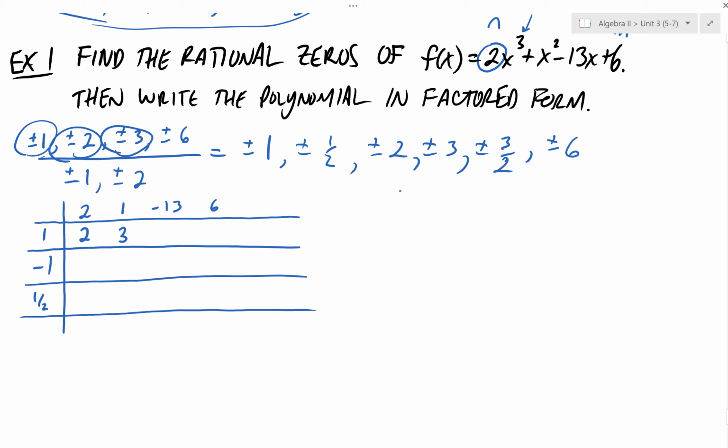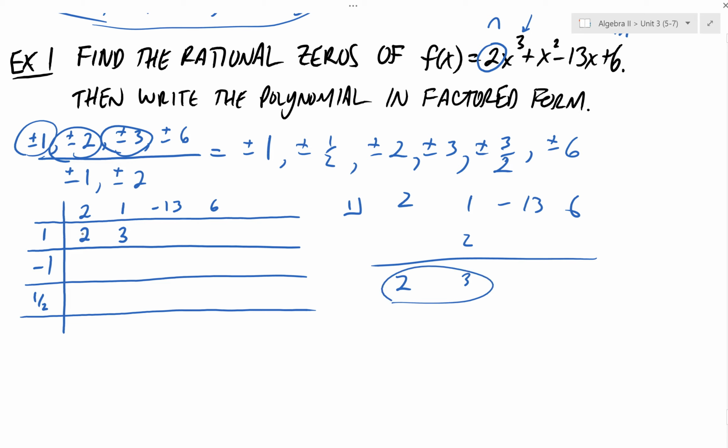Okay, so if it helps you, this is what we're doing. This is the long way that we did it before. We had 2, 1, negative 13, 6. This is how we did it before. We did it like this, right? So now the only thing is we're only writing the bottom row. So when we did 1 times 2, we got 2. We added those, we got 3. So we're just writing these answers here in this column.